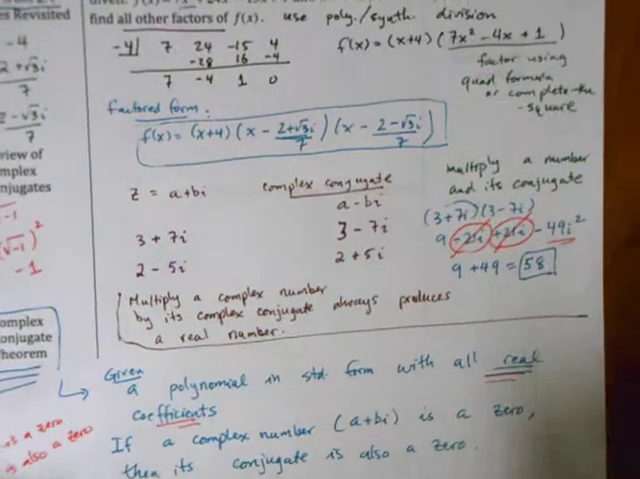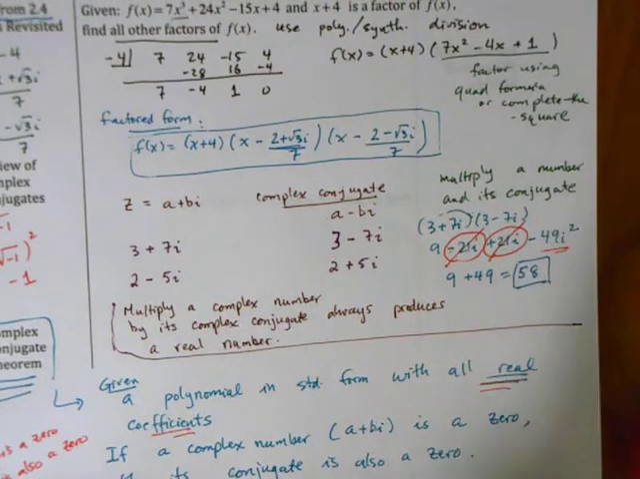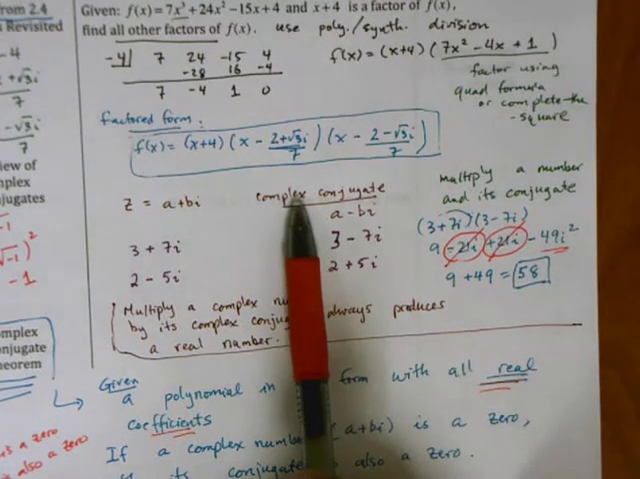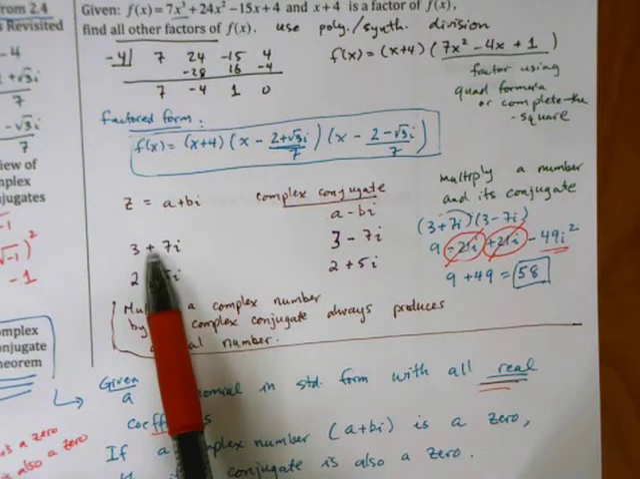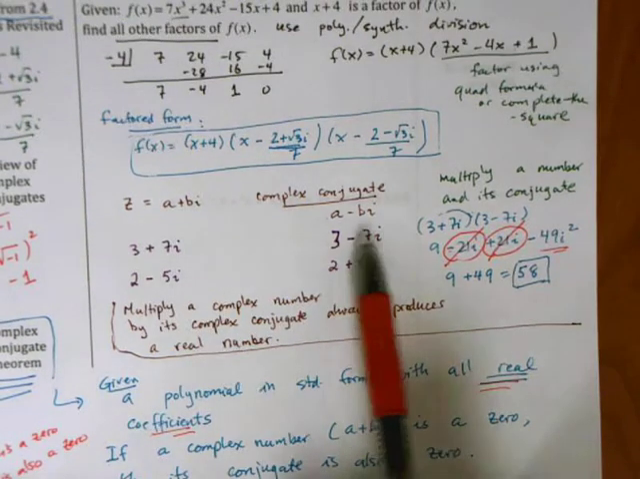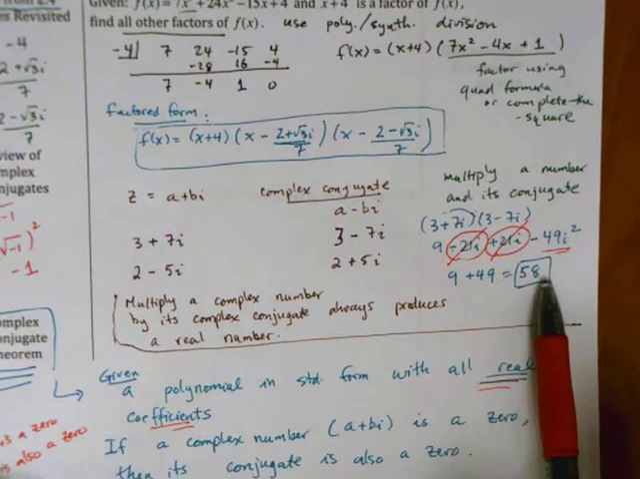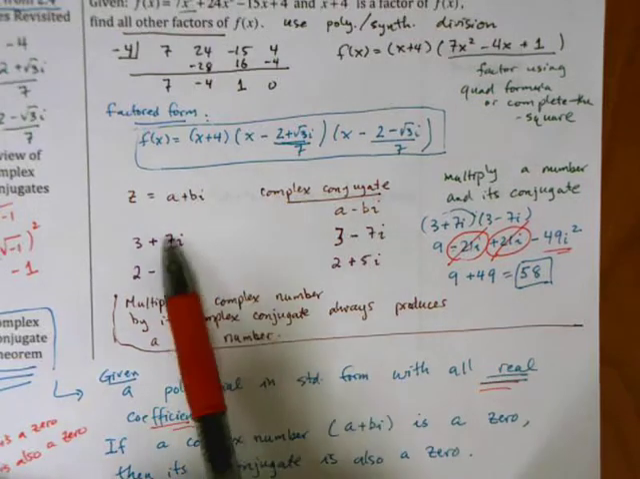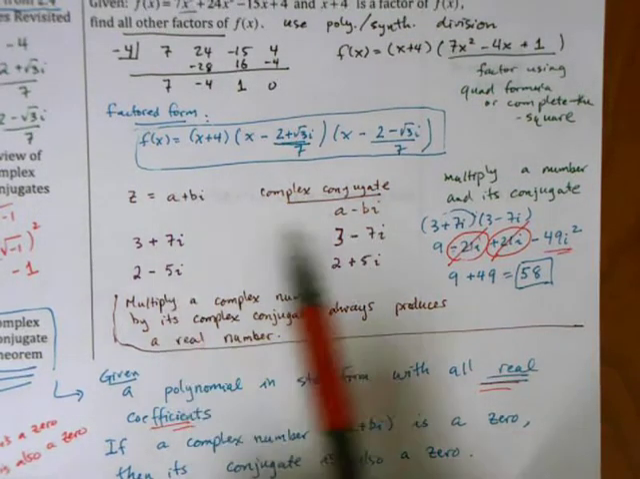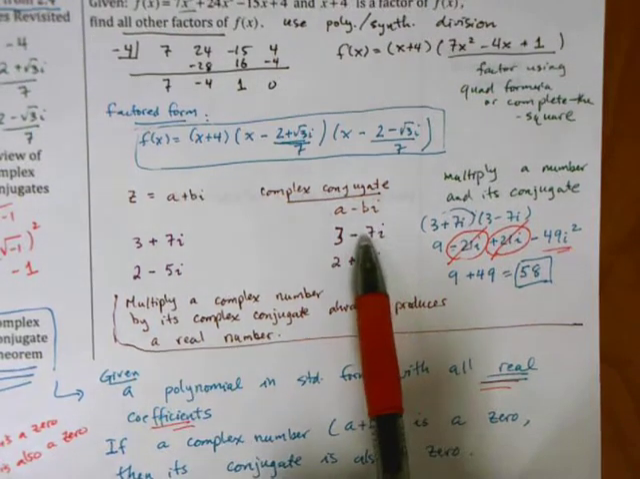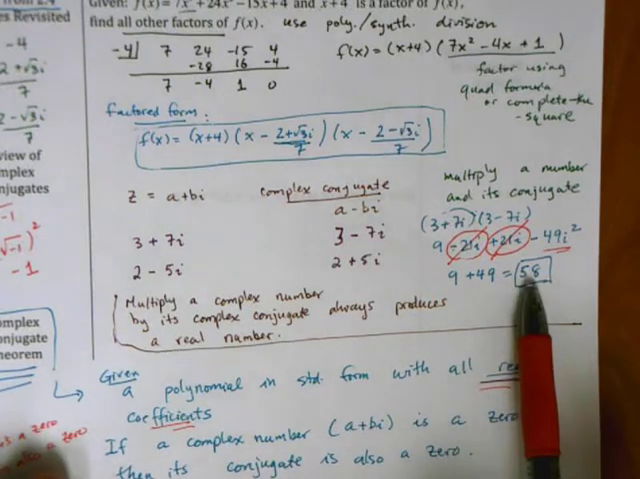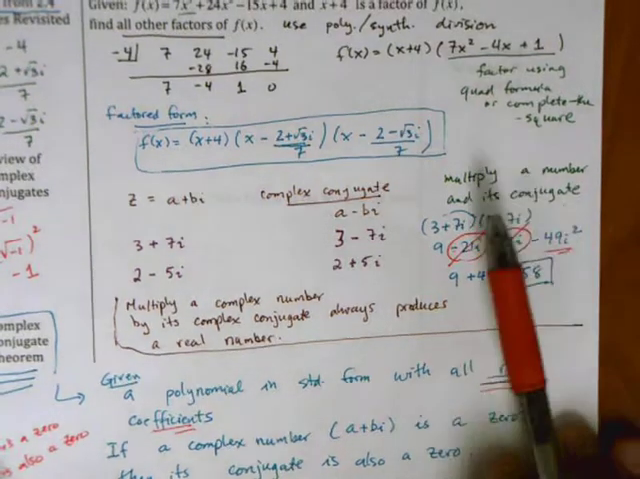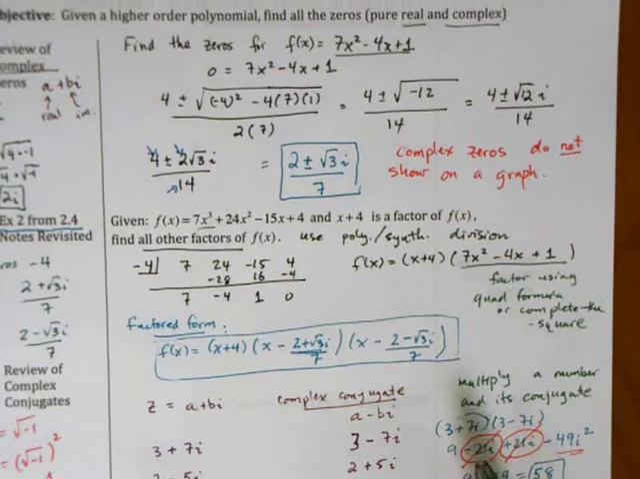Let me refer you back to the previous example. If you have a complex number and you multiply it by its complex conjugate, you always get a real number. So that means if one of these numbers is a 0, then the other part of it is also a 0, because otherwise you're not going to be able to get a real number.